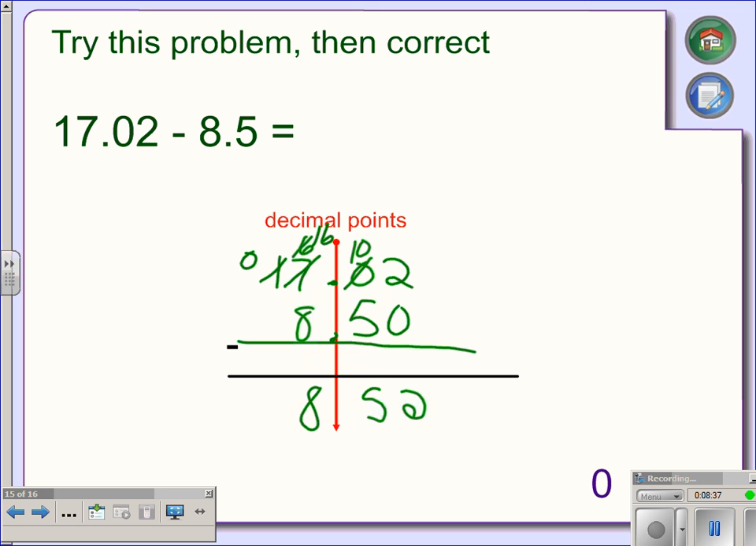One of the things you should make sure that you do, besides putting the decimal places, is after you're done, double check to make sure it makes sense. In this case, 8 plus 8 is close to 17, so I know I'm on the right track. That would let you know right away if you didn't do the problem correctly.